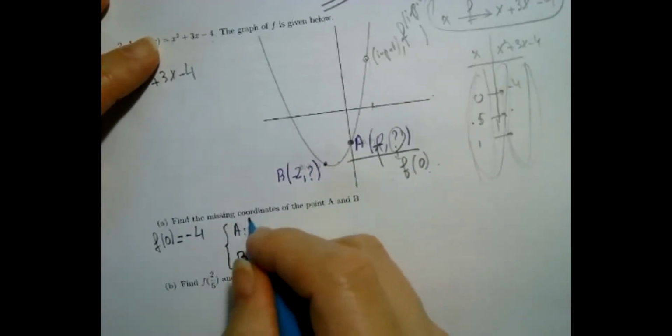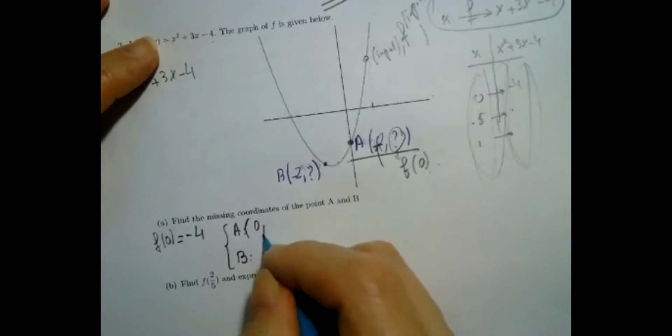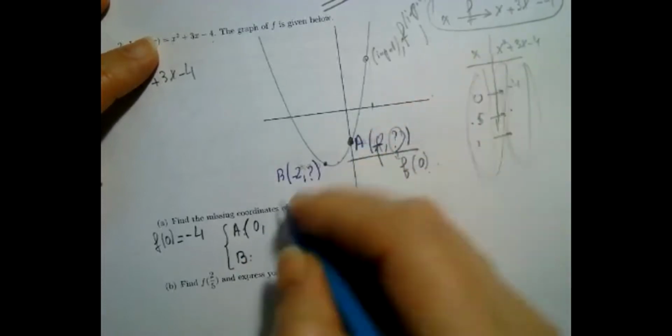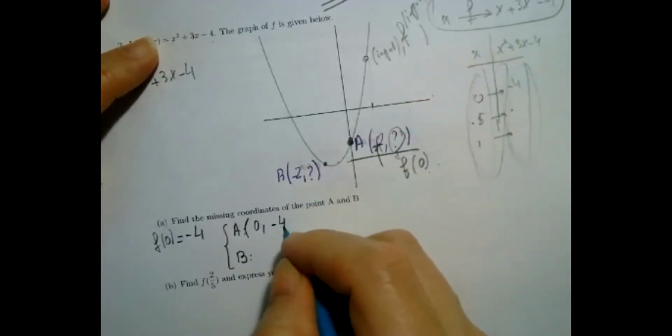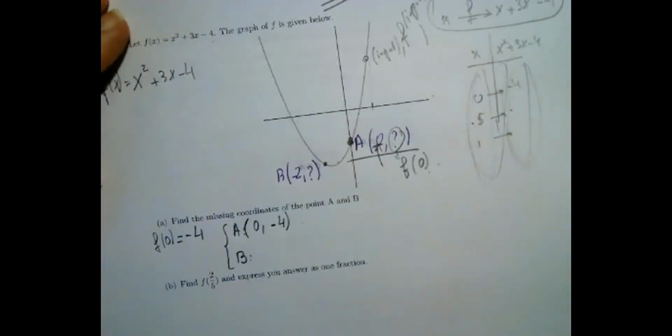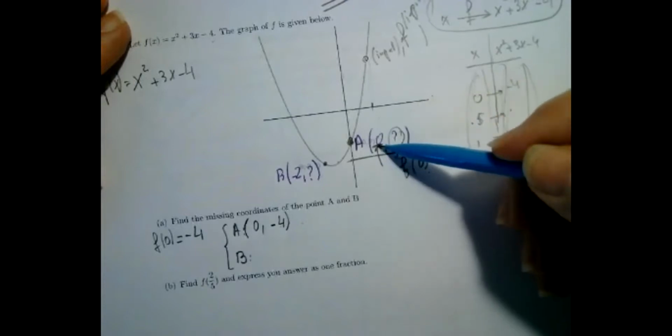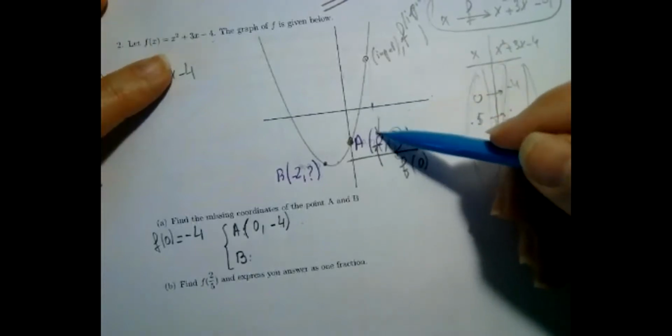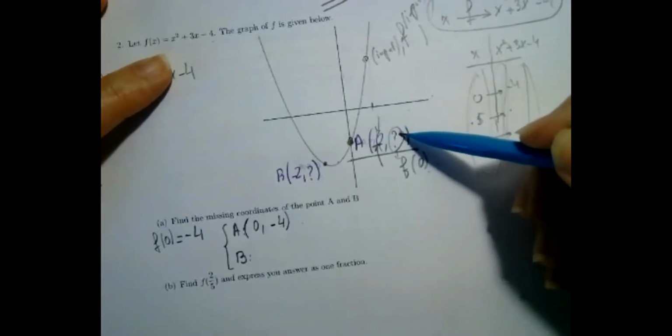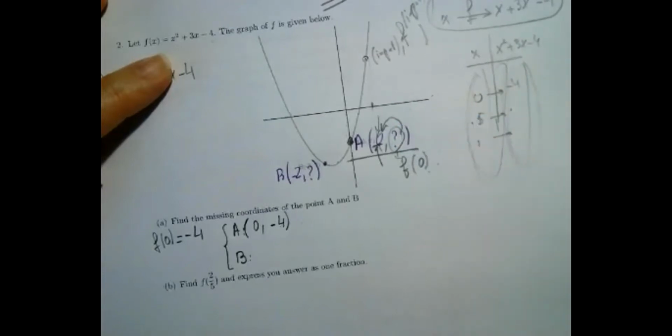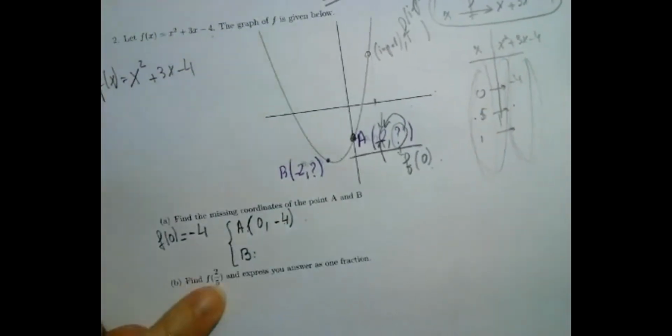So my point A, if this is 0, it's a point on the graph. It means its second coordinate has to be -4. That's what the graph is. Every point has two coordinates. The first is whatever I give you. The second is the output that corresponds to this input. Now B.